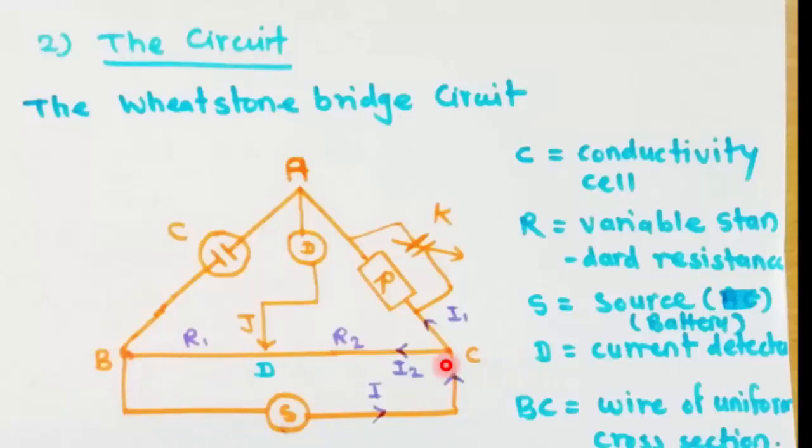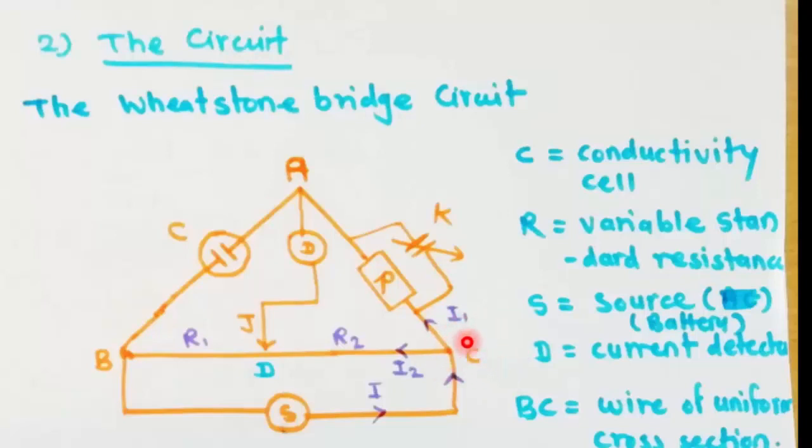Now to this wire our conductivity cell is connected. C stands for the conductivity cell and the other end of the conductivity cell is connected to the external resistance, or it is called a variable resistance. So B and C are connected via the conductivity cell whose conductance we are going to find out, and through the variable resistance, and the other end is connected to C.